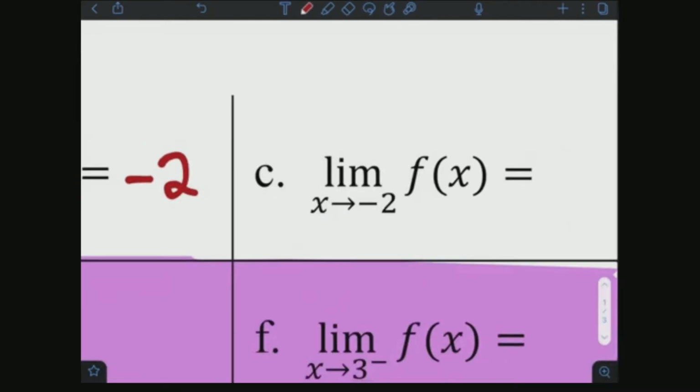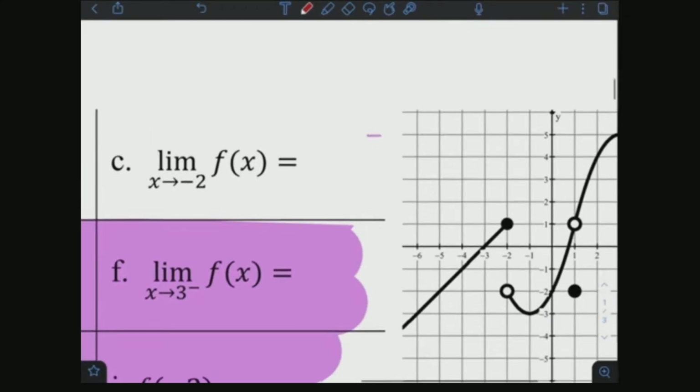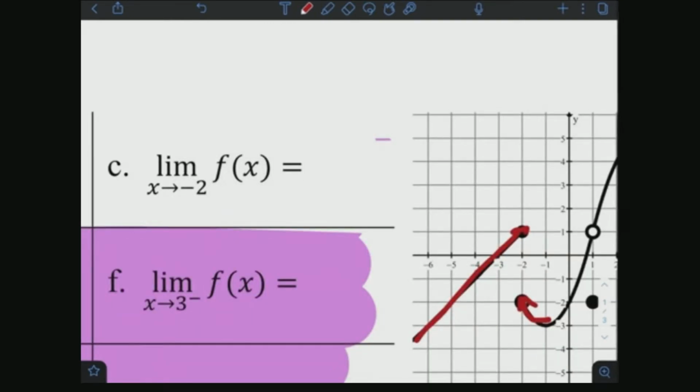And then the last one here is approaching -2 from both sides. Since they're two different functions and not at the same value, the actual value of the function is undefined.